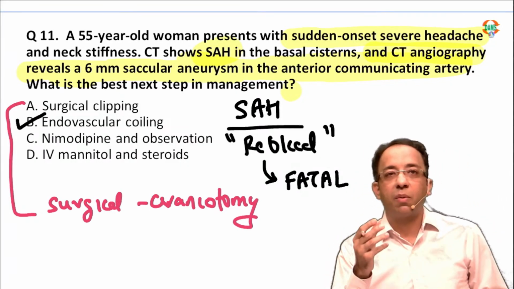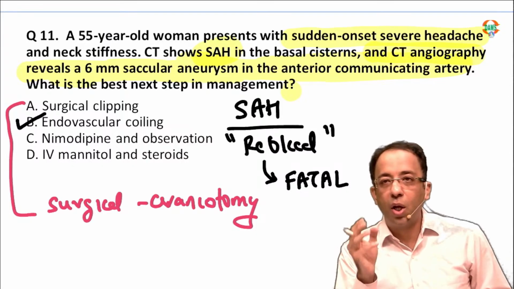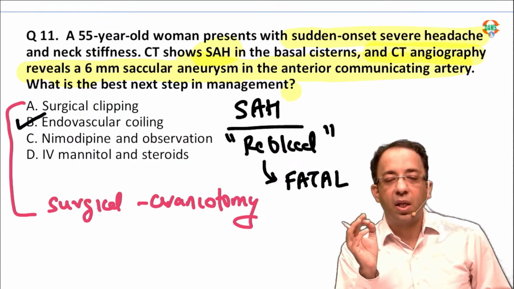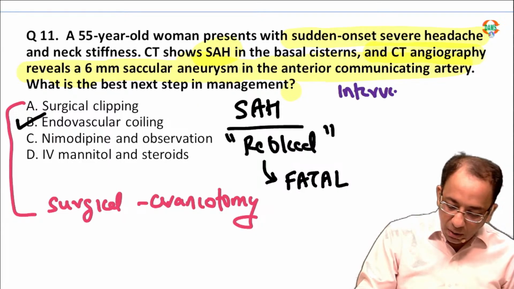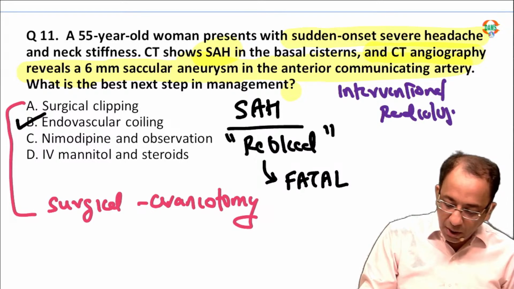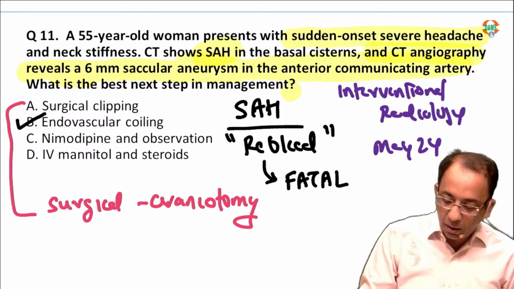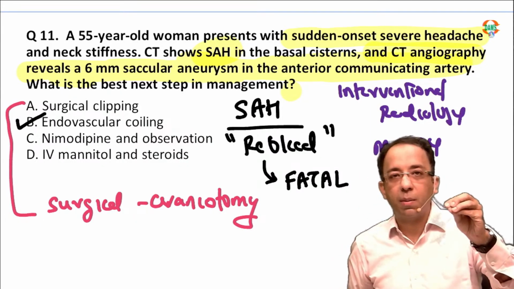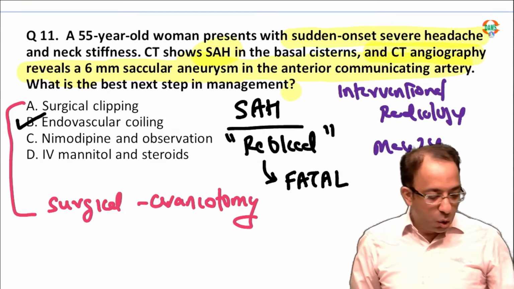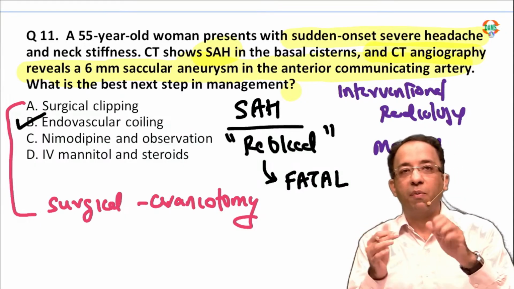Then the next best step will be endovascular coiling. Coiling was asked as a question. It is a question based on interventional radiology, asked in the INICET May 2024 paper. So what they have asked is that you will fill up the lumen of the aneurysm with platinum coils to obliterate the aneurysm and prevent rebleed.